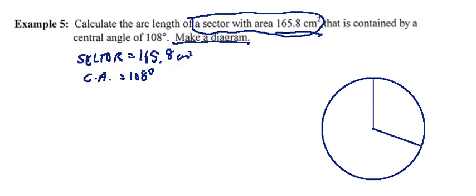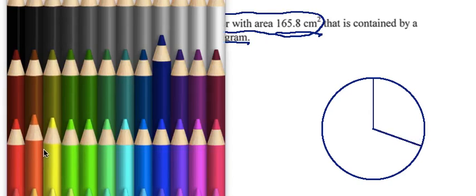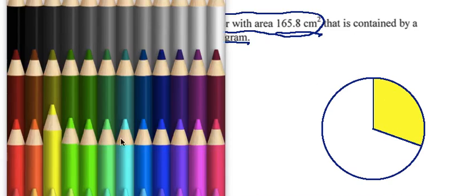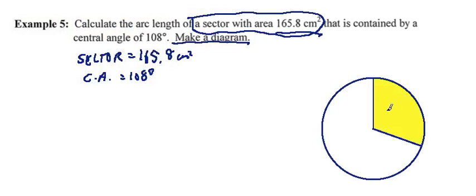And actually, let's fill it in with a nice vibrant color here. Let's give it a nice yellow color. Brighten up the screen a little bit. Springtime's coming. Okay, so this is our sector area. Oh yeah, if you're writing in yellow on yellow, then you can't see it very well. Purple will show up nicely on yellow, right? This will be very, very Easter-like. Okay, 165.8 is our sector area, 165.8 centimeters squared, and we've got a central angle here of 108 degrees.